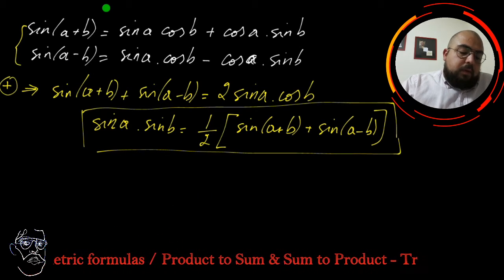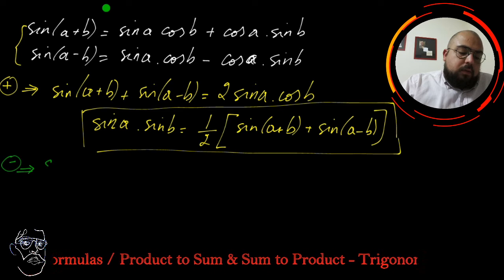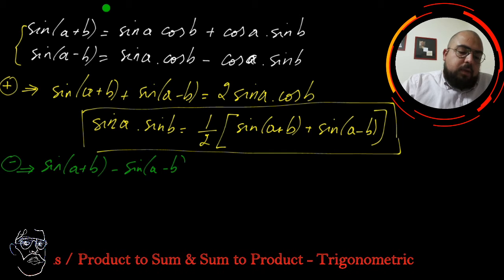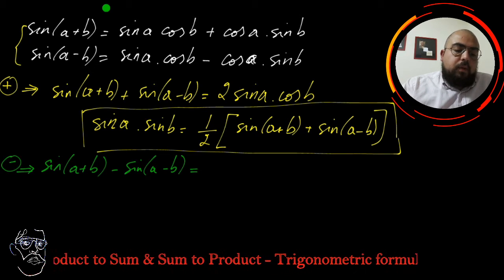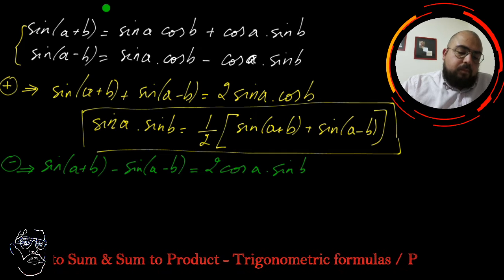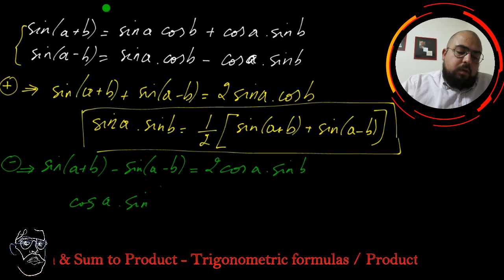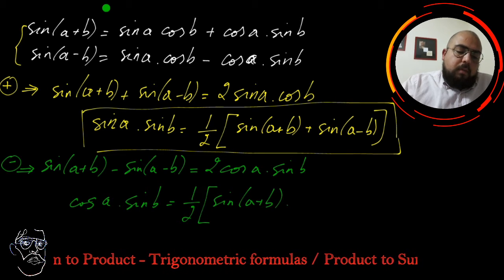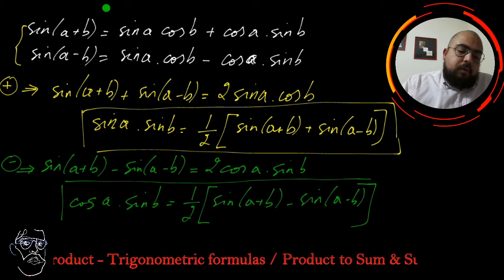Now what about the difference between the first two lines? So whenever I'm going to do the difference, I will obtain sine of a plus b minus sine of a minus b is equal to, it will be sine a cosine b minus sine a cosine b, they will cancel out, so I will obtain 2 times cosine a times sine b. So the formula will be cosine a times sine b is equal to 1 over 2 sine of a plus b minus sine of a minus b. So this is how you get your final formula.